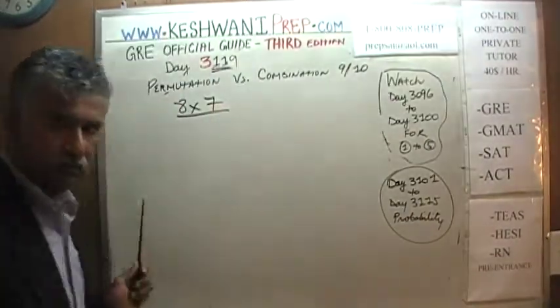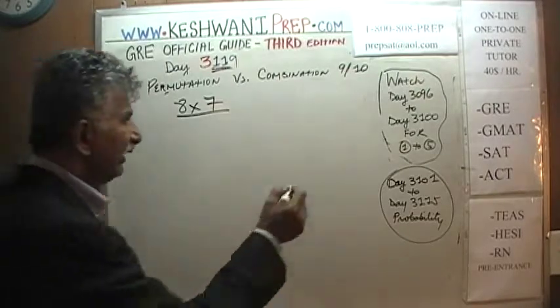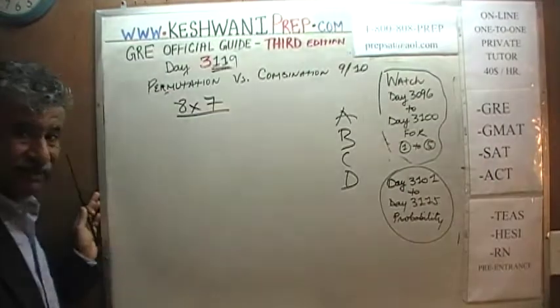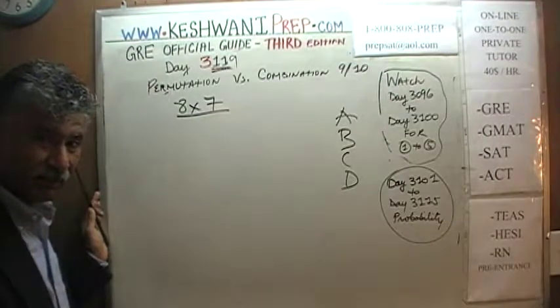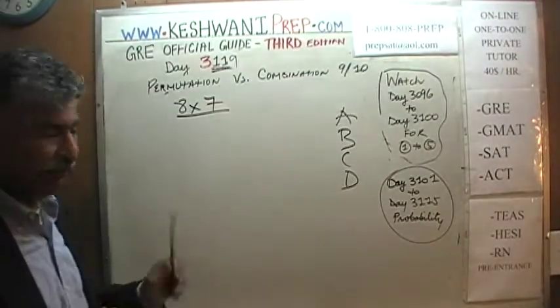Let's take a very simple example, and you will see exactly what's going on here. Let's pretend, instead of 8 people, that we only have 4 people, A, B, C, D, just to keep it simple. This is nothing new. We have done this many, many times. I'm repeating it probably for the 5th time in all the series here. Tomorrow is our last day, and then we are done.